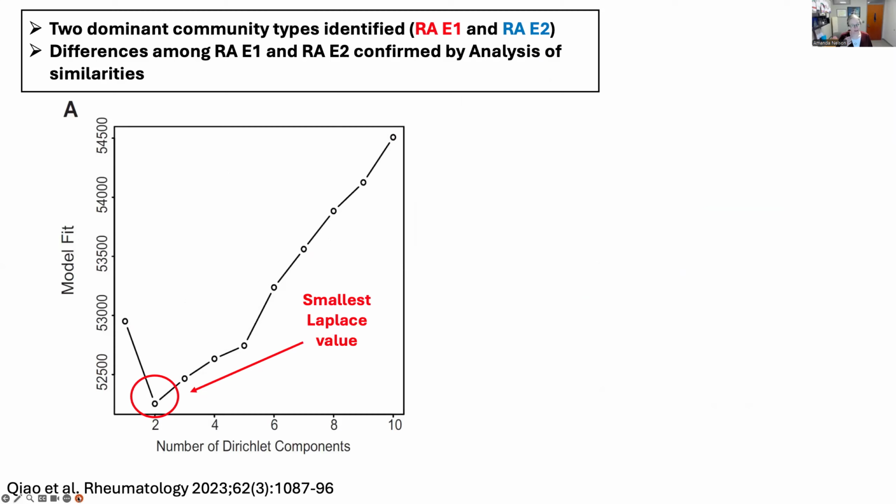There are, like, anything else like PCA with a scree plot, ways to identify how many clusters, how many components, how many enterotypes probably are in your data. There are more than one, so you often will do multiple of these to figure out what the best fit, what makes the most sense, what's the most parsimonious, etc. So they used this Laplace value and said, okay, we have two distinct Dirichlet components, and they're going to call these E1 and E2.